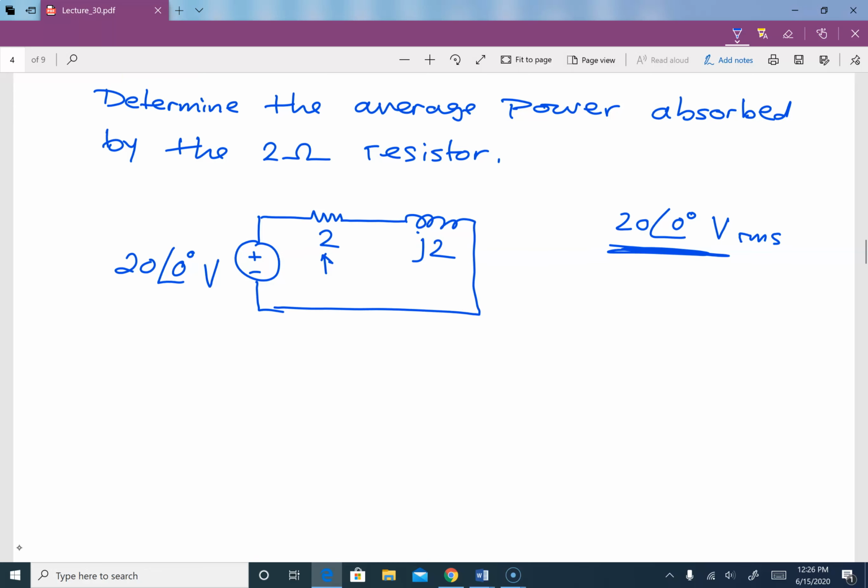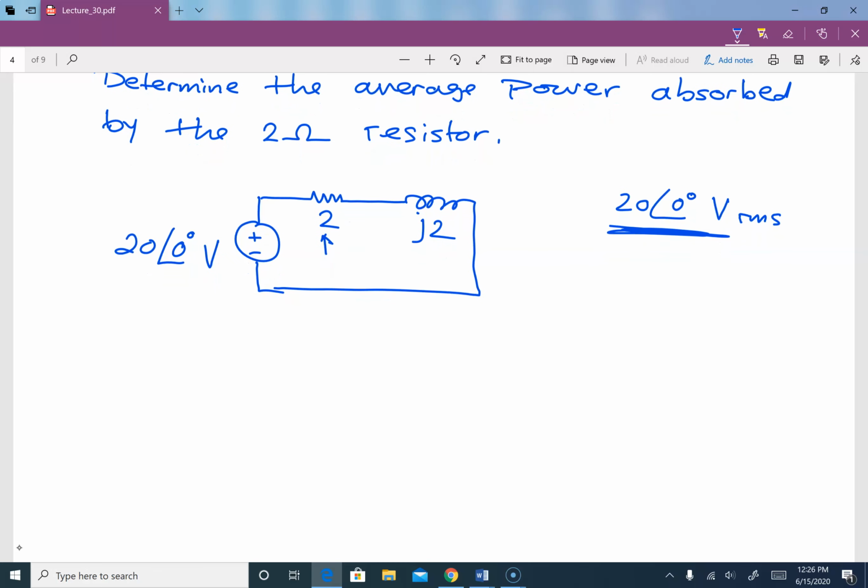So now, to find the average power absorbed by this 2 ohm resistor, if I know the voltage across it or the current through it, we will be able to solve for that average power. So let us go with finding the current. So this is our I.